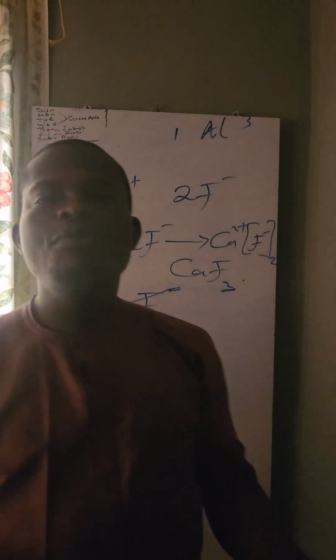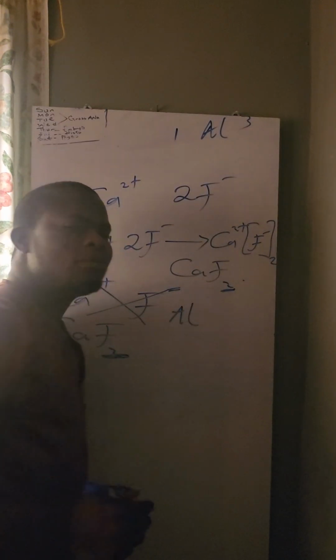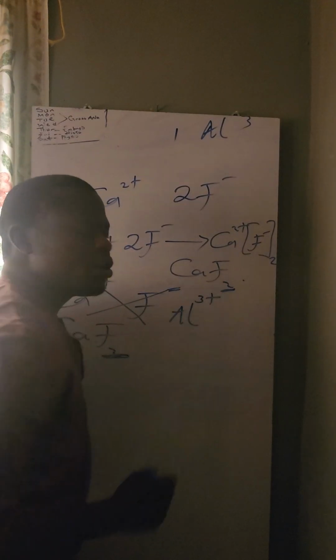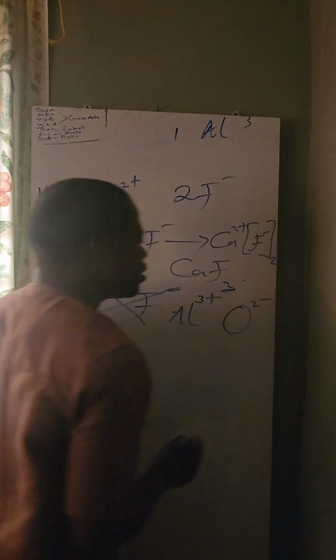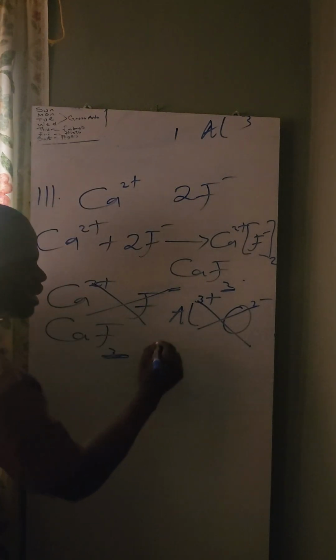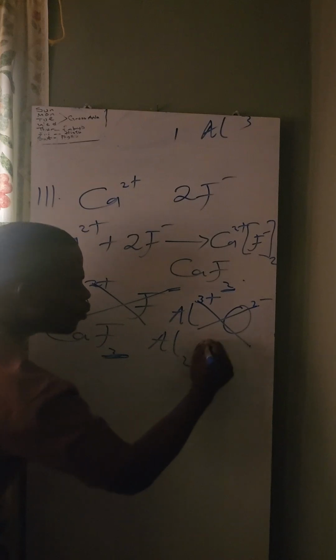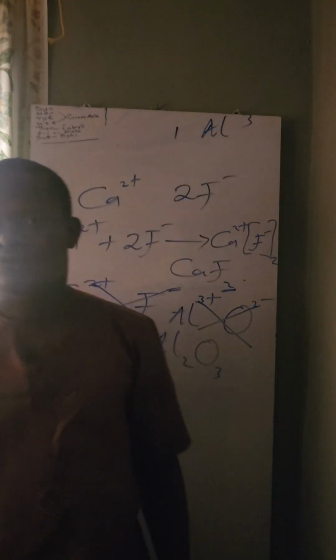Write the formula for aluminium oxide. Aluminium is Al, number 13. It will lose 3 electrons, giving 3+. Oxide comes from oxygen, O2-. The inverse ratio applies again: Al2O3. That's how we write the chemical formula for an electrovalent compound.